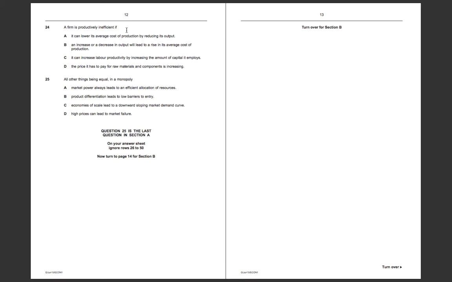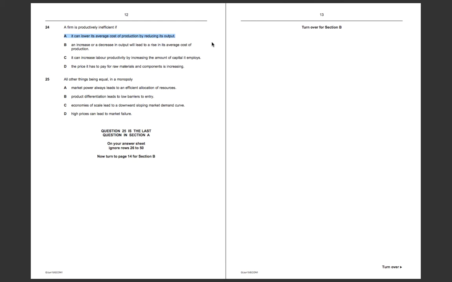Again, I'm not going to dwell on this one too much because it kind of relates to topic 3, cost of production, but we looked at productive efficiency. So let's just look at productive inefficiency. A firm is productively inefficient if it can lower its average cost of production by reducing its output. This is the correct answer because we know that for a firm, productive efficiency is when they minimize their average total costs. So if a firm has gone beyond this point, and if they reduce output, they're going to lower their average total cost of production.